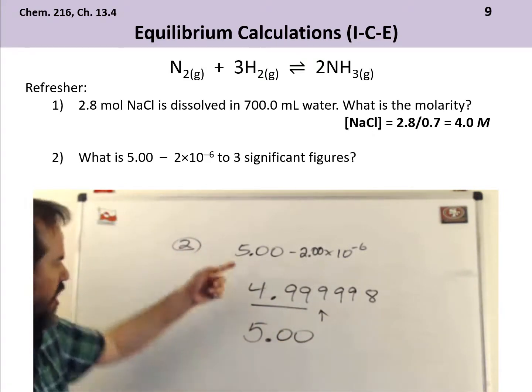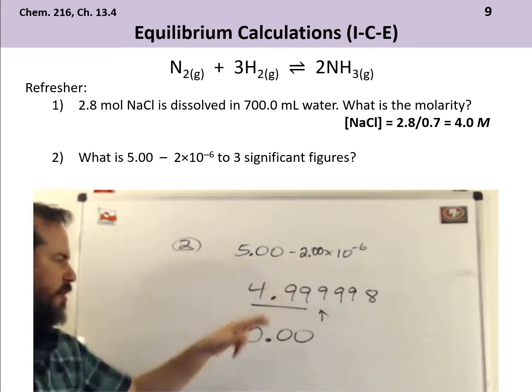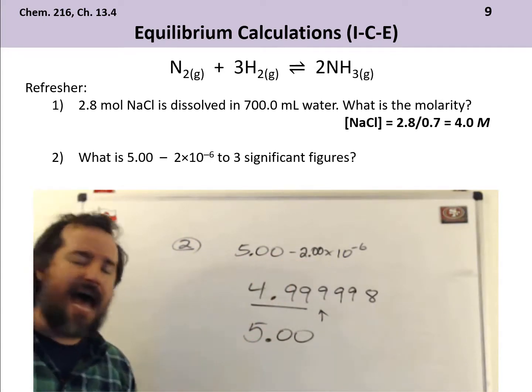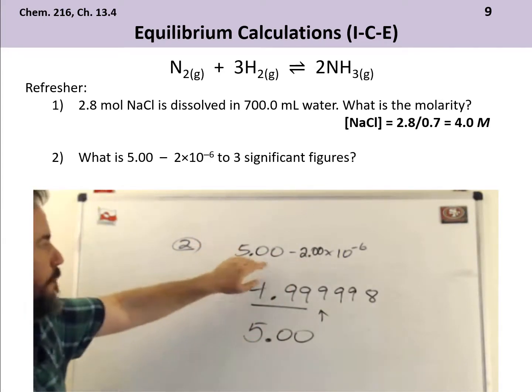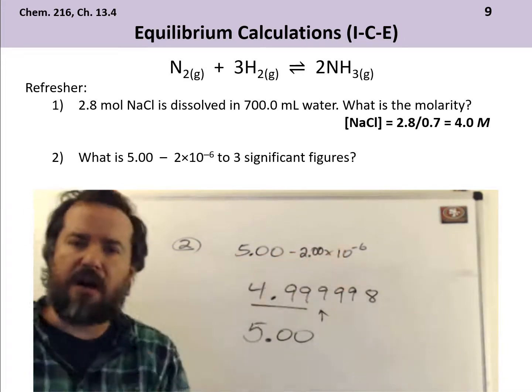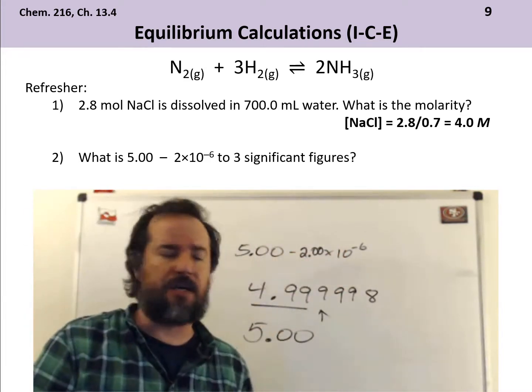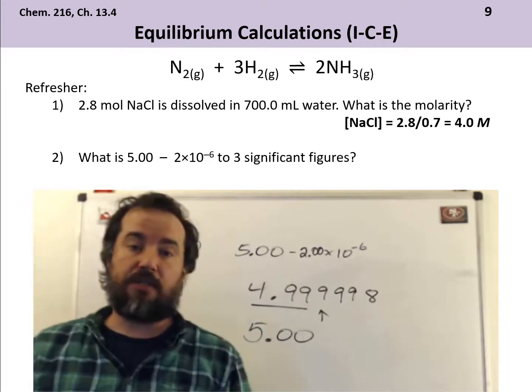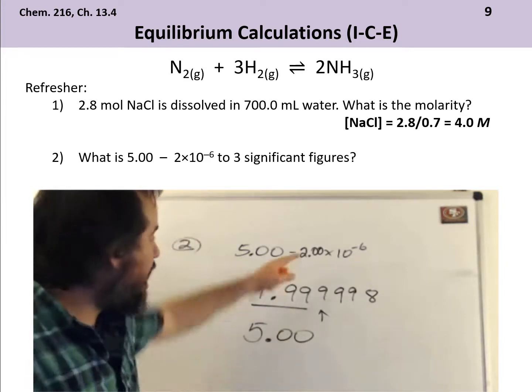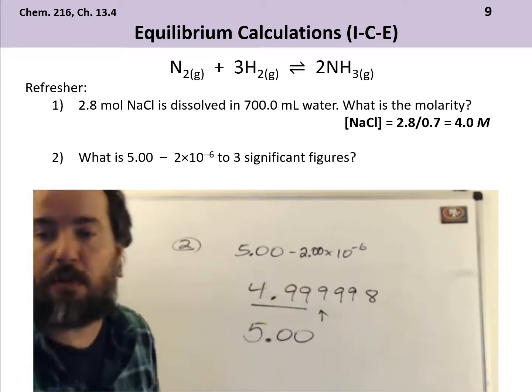Wait, I started with 5. I did some math, and I ended with 5. That happens sometimes. If I take a number and I subtract off a really, really small number in comparison, I may end up with that original number. That change is so small, it has no effect.